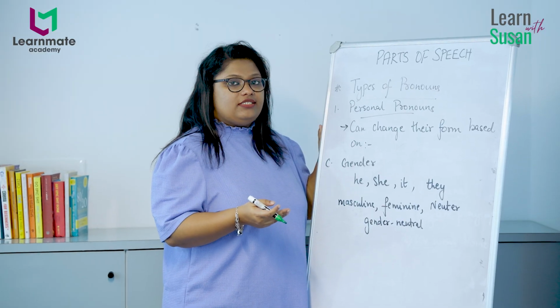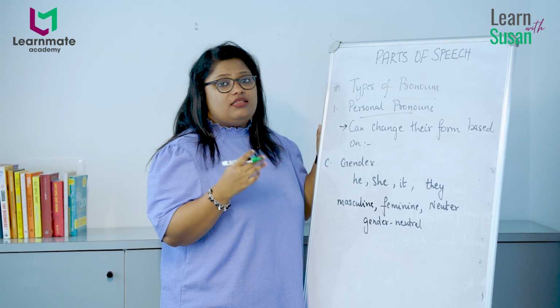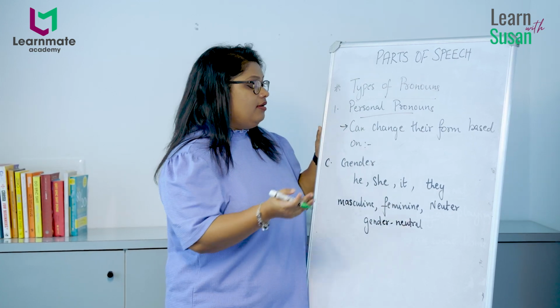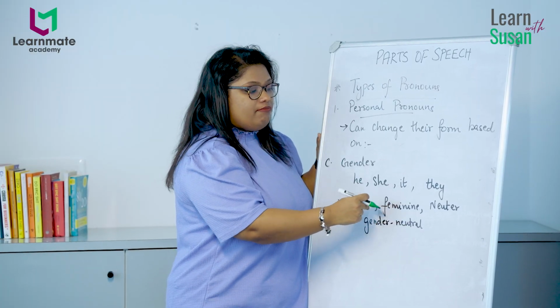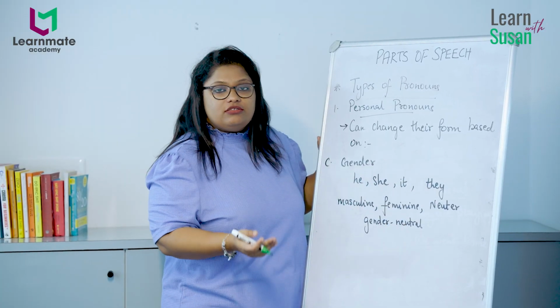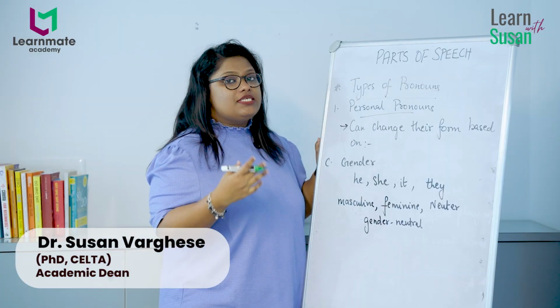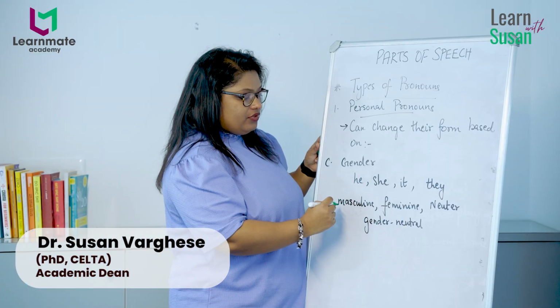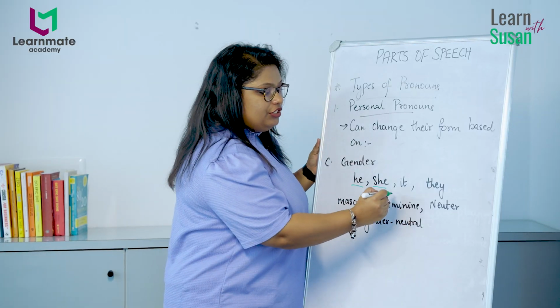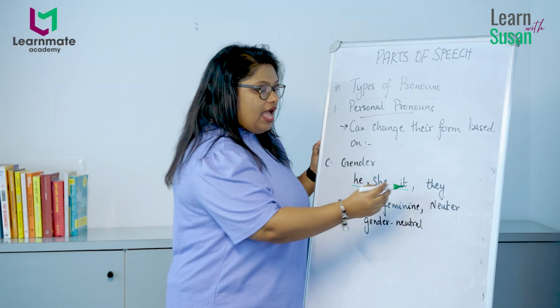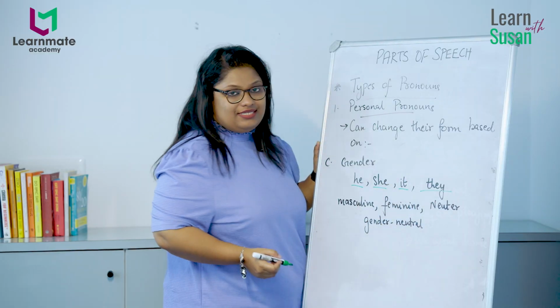Now the next factor that can be taken into consideration, that I think is the easiest one, is gender. Okay, so whether it's feminine, masculine, neuter or gender neutral, the pronouns can change accordingly. So here for masculine it's he, feminine it's she, neuter is it, and gender neutral is they.